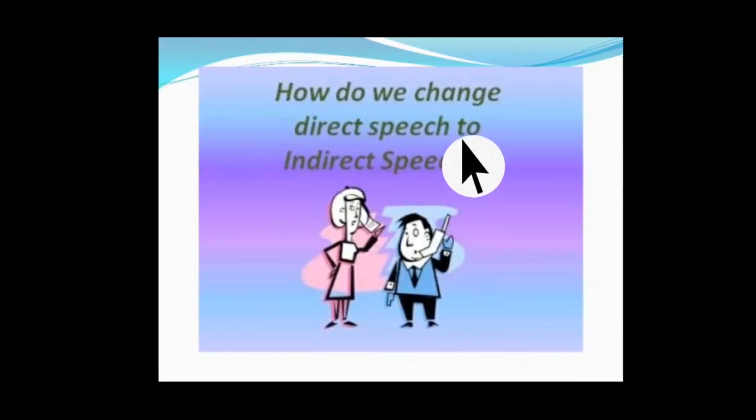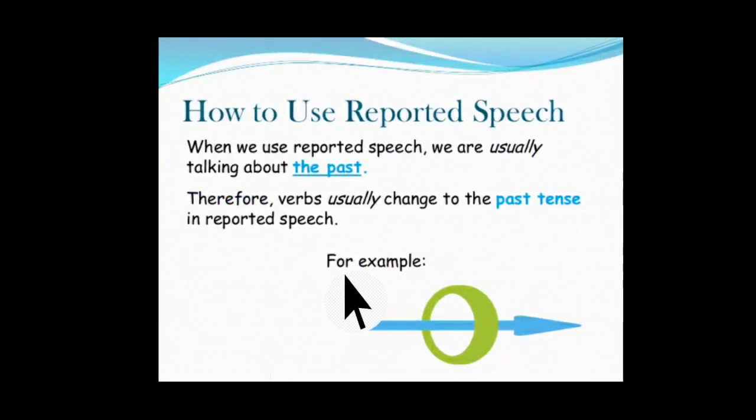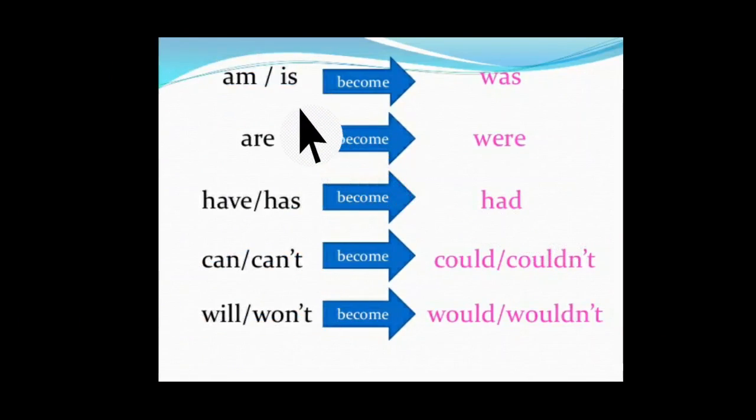So how do we change direct to indirect speech? How to use reported speech? When we use reported speech, we are usually talking about the past. Therefore, verbs usually change to the past tense in reported speech. For example, if in a sentence there is is or am, that will be changed into was. First rule we need to study: is or am is changed into was.